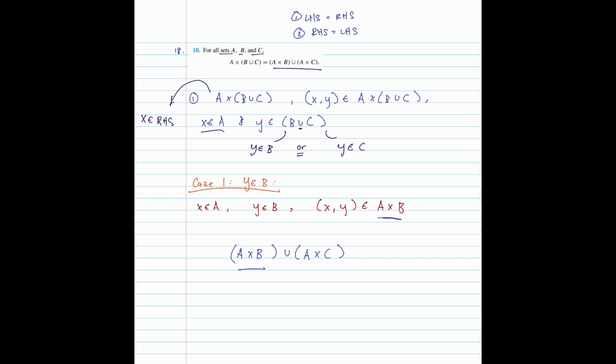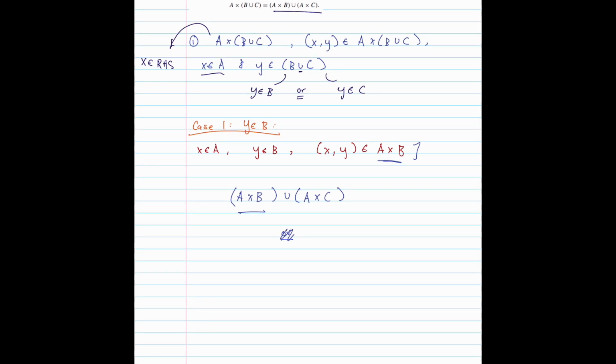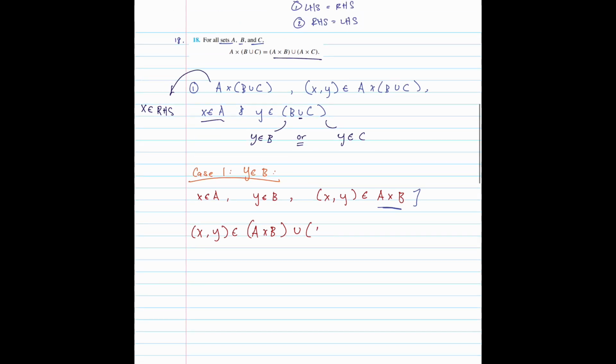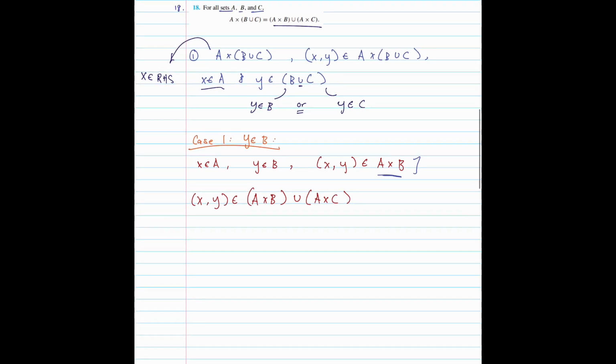So when it says the union, it's or. So once we derive one part of the union, through the inclusion of union property, we can say that XY is an element of A times B or A times C. Yeah, so once you get one part of the union, you could immediately say that the element is in the union.